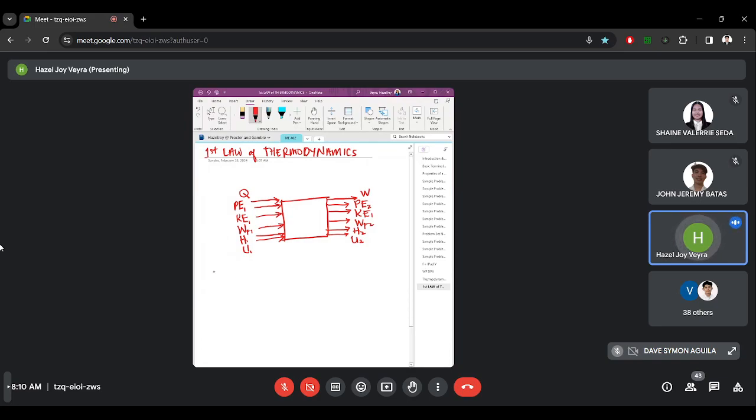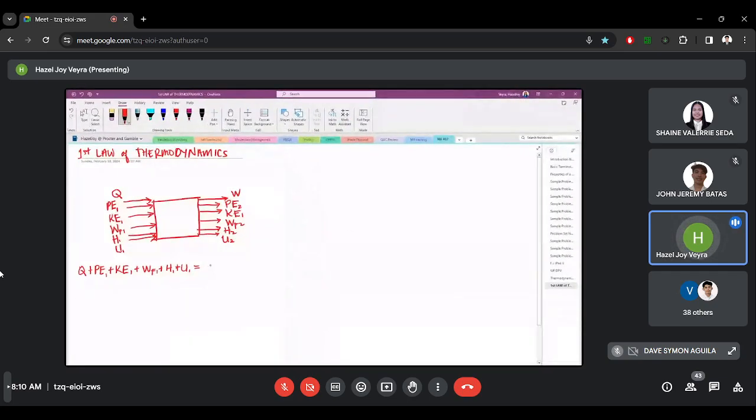So, let's write the equation. We have here the heat, which is being added to the system, plus PE1 plus kinetic energy plus flow work plus the enthalpy plus the internal energy is equal to the work which was produced by the system plus the potential energy plus the kinetic energy plus the flow work, the enthalpy, and the internal energy.